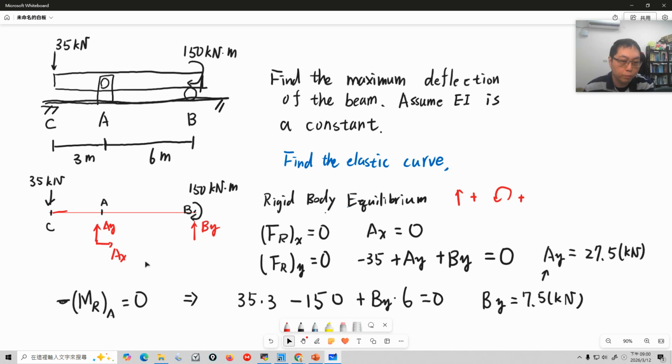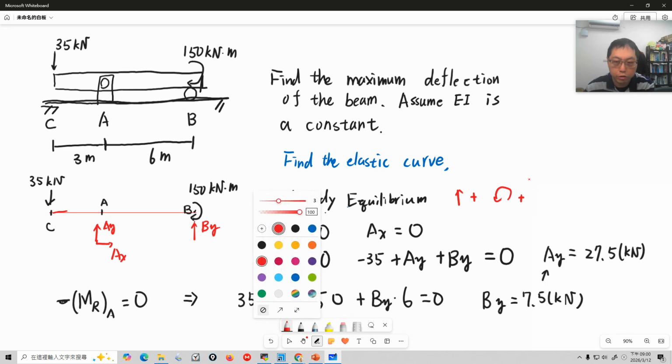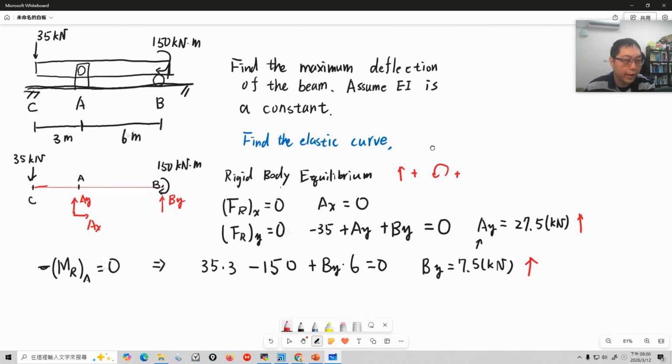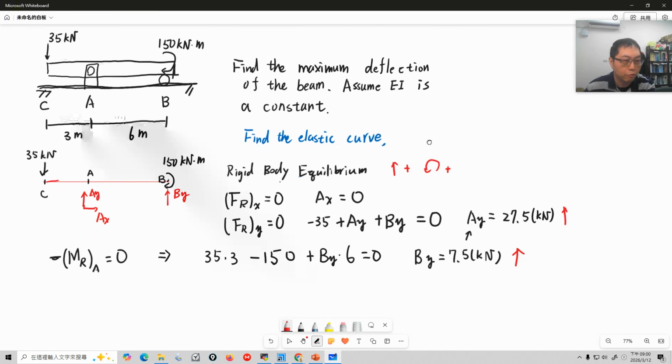We initially assumed AY and BY point up, and after solving, I got positive answers. That means their direction really is pointing up, so I just write down the direction: point up. So we finish solving the reaction forces and reaction moment from the support.